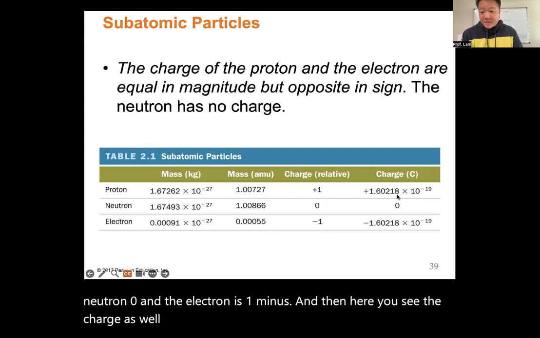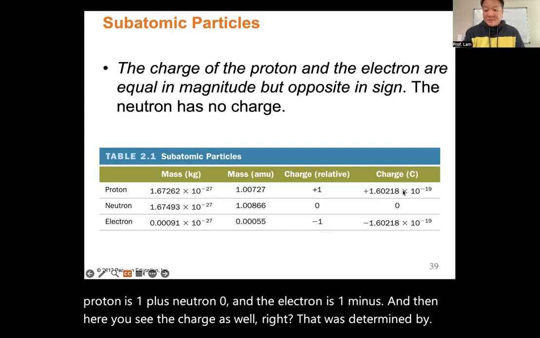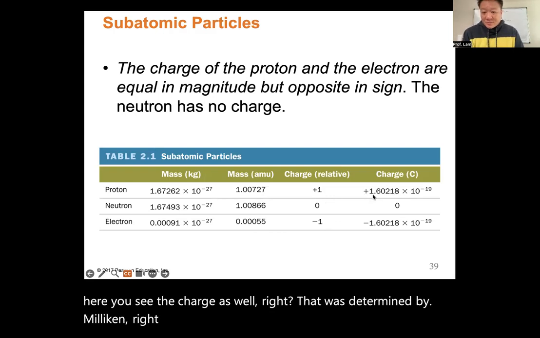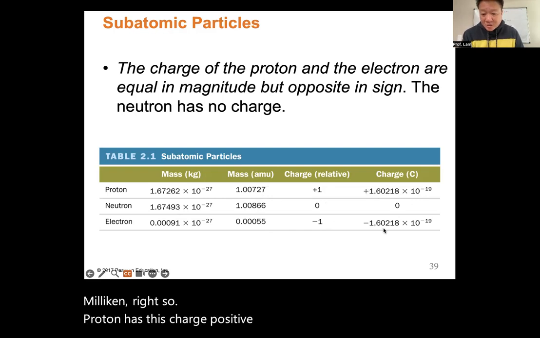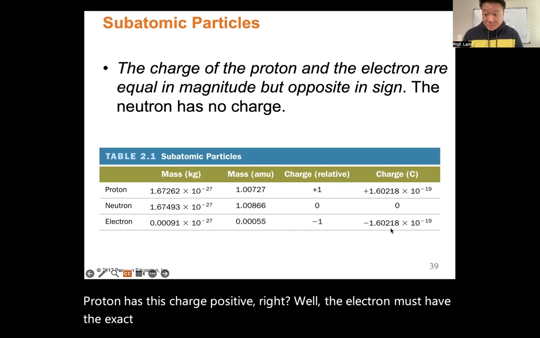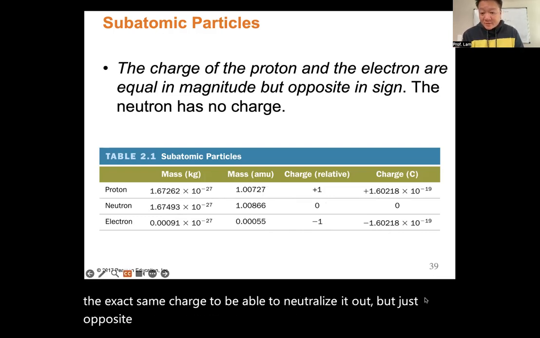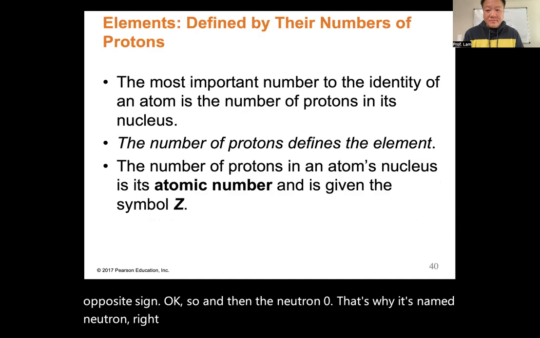That was determined by Millikan, right? So proton has this charge, positive, right? Well, the electron must have the exact same charge to be able to neutralize it out, but just opposite sign, okay? And then the neutron, 0. That's why it's named neutron, right? Neutral. All right. So let's move on.